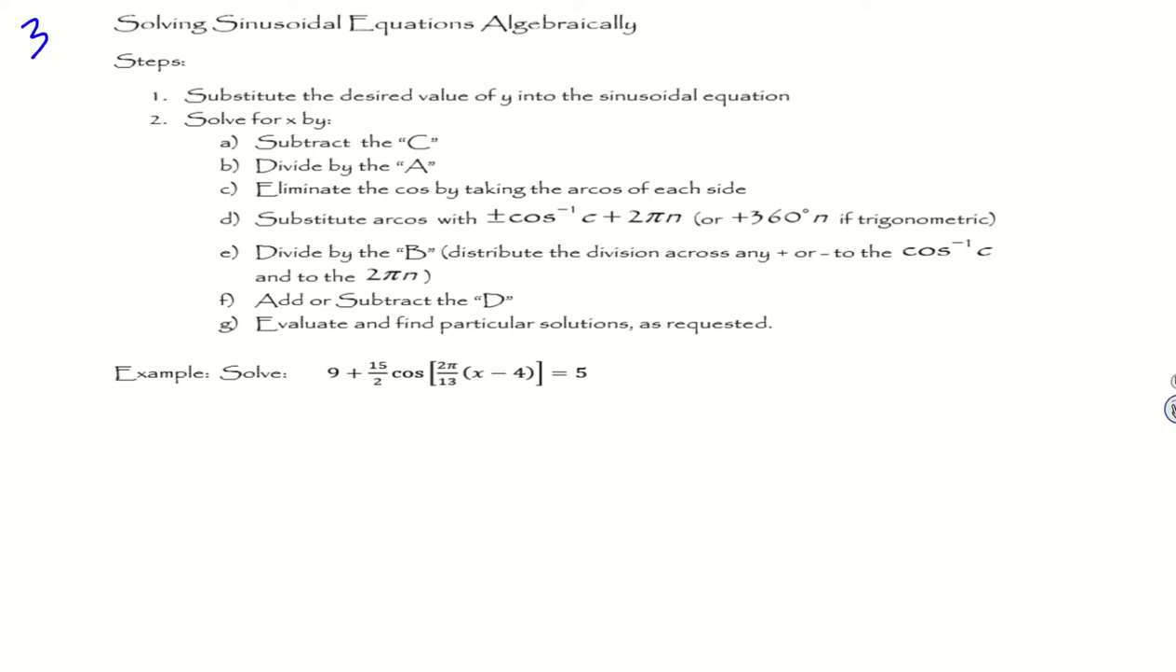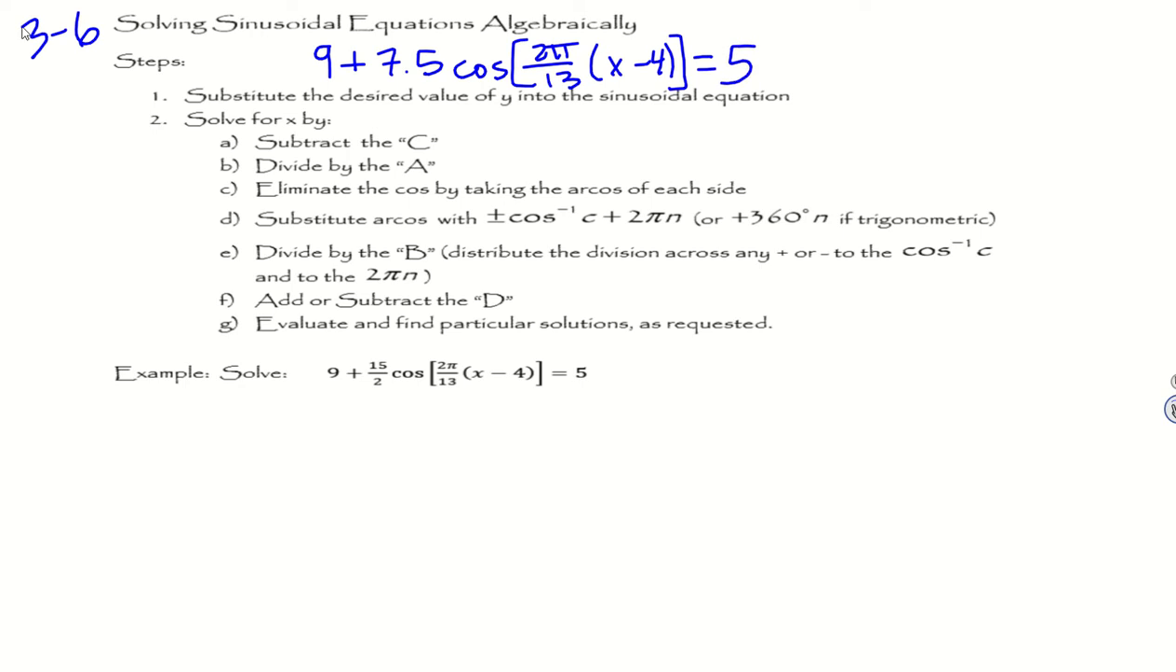Through, this is a continuation of our 3-6 notes on solving sinusoidal equations, and we're going to continue with the example we started and look at how to solve that sinusoidal equation algebraically. First of all, we have previously graphed and, through the intersection points, found the solution to where the sinusoid y = 9 + 7.5 times the cosine of 2 pi over 13 times (x - 4) equaled 5, right? Our y equals 5.